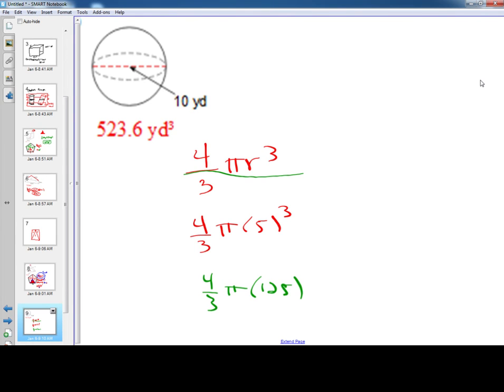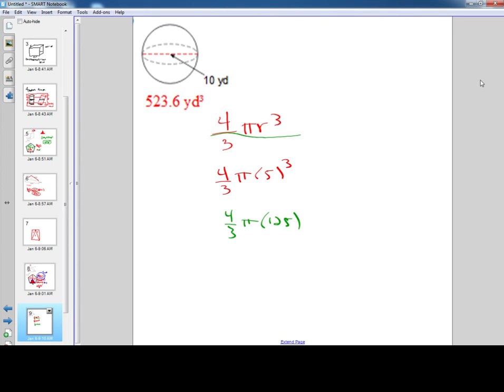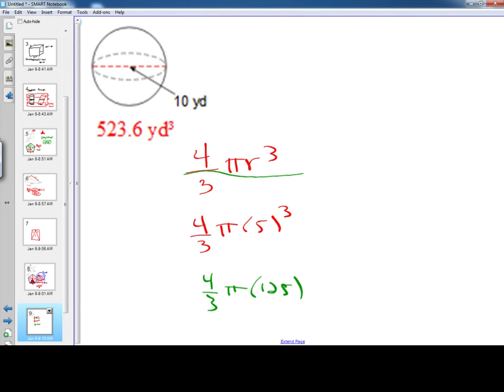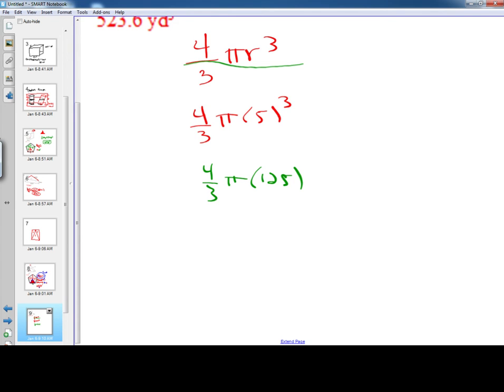Is that correct? And then 4 times 1. Oh, I don't want that. I don't like that at all. I don't do that no more. So 4 times 125. That's 500. That's 500 pi thirds.